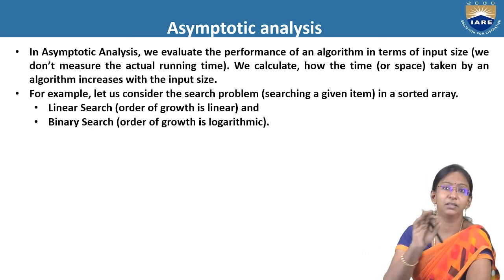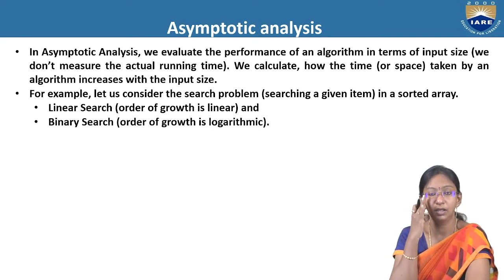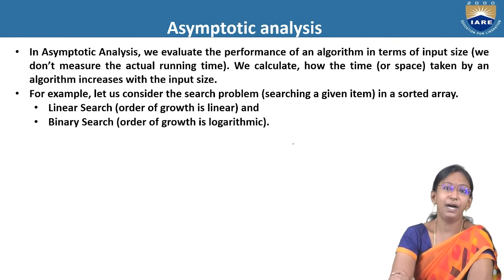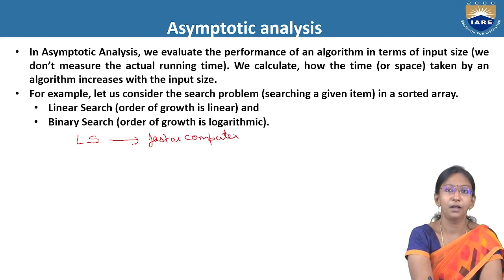Coming to asymptotic analysis, let's have an example of linear search and binary search. We all know that the complexity of linear search is linear in nature, whereas binary search is logarithmic in nature, right? So let me narrate a small story. Linear search, LS, is going to run on a faster system, say a faster computer, say A. And binary search is fed to a slower computer, say B.